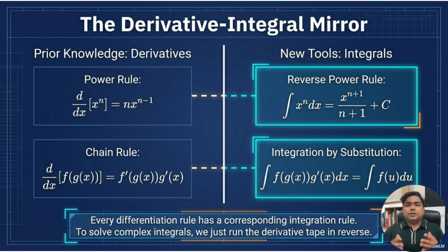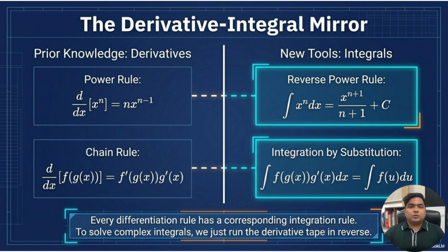This slide compares derivative rules with integration rules. On the left, we see prior knowledge from derivatives. For example, the power rule for derivatives says that when we differentiate x raised to a power, we bring the power down and reduce the exponent by 1. In spoken form, the derivative of x to the power n is n times x to the power n minus 1. On the right side, we see the reverse power rule for integration.